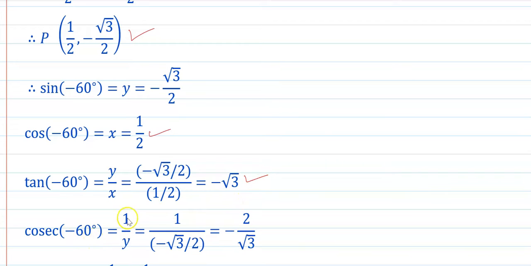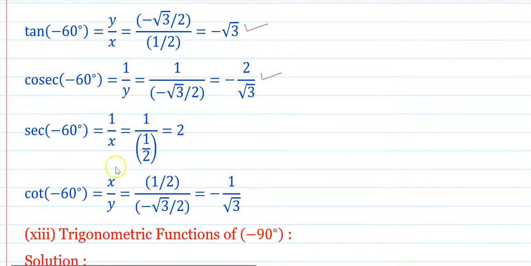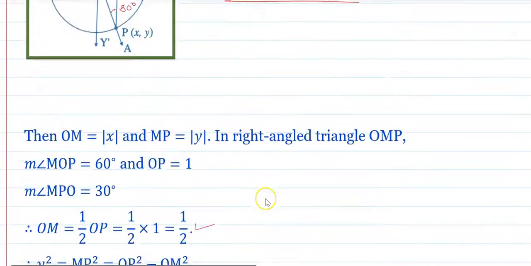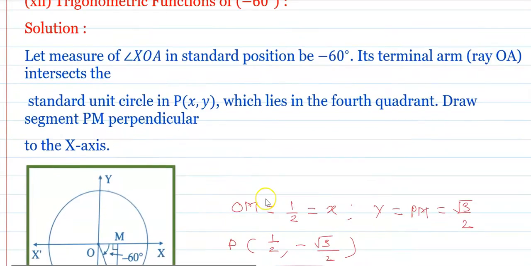Cosec minus 60 is equal to 1 upon y, 1 upon minus root 3 by 2. That means what is its reciprocal? Minus 2 upon root 3. Sec of minus 60, 1 upon x is equal to 1 upon 1 upon 2, that is equal to 2. Cot of minus 60, x upon y, 1 upon 2 upon minus root 3 by 2. This 2 gets cancelled, and hence you are getting minus 1 upon root 3. Okay, these are the values of the trigonometric functions for the angle minus 60 degree.